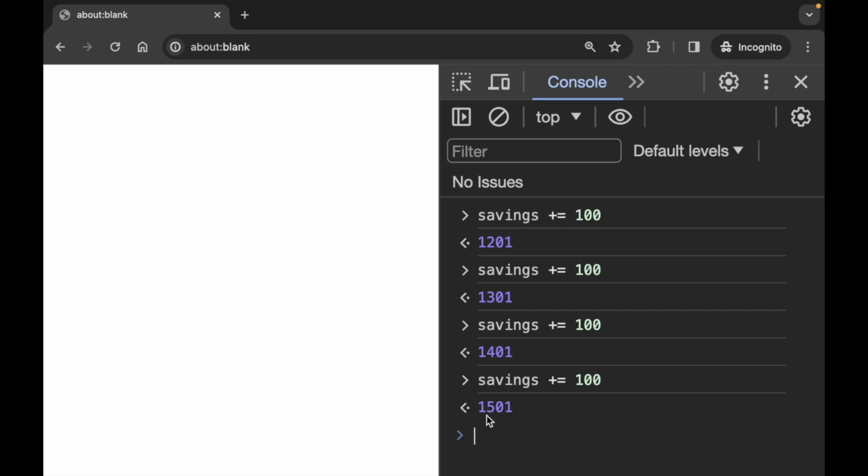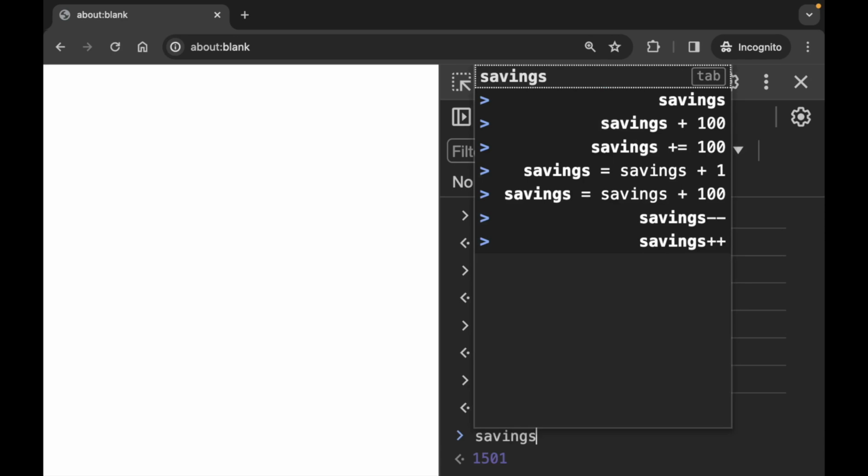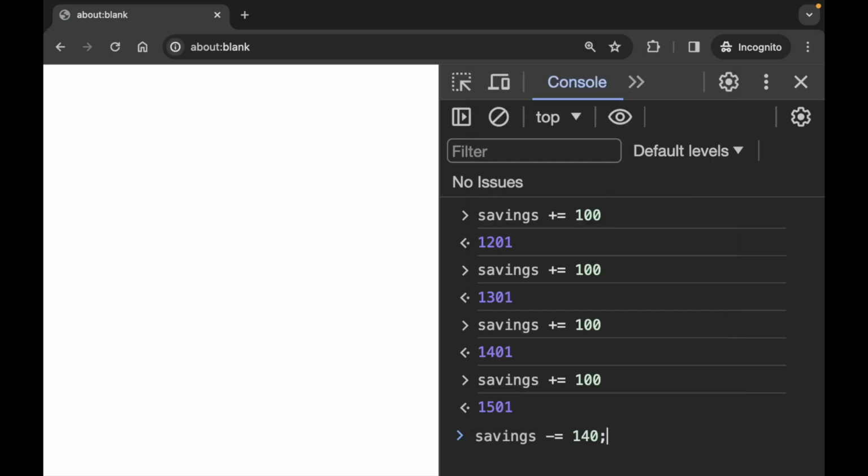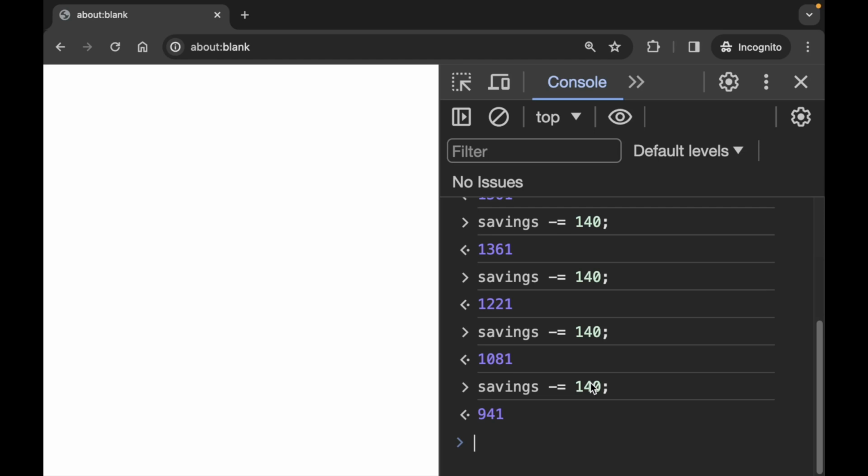So that's nice. Now, let's say that you also have spending, and so money's coming out of your savings account. We can do savings minus equals, let's say 140. Notice now it's subtracting out 140. We can run that again and again, and it'll constantly be taking out 140 as we run this.